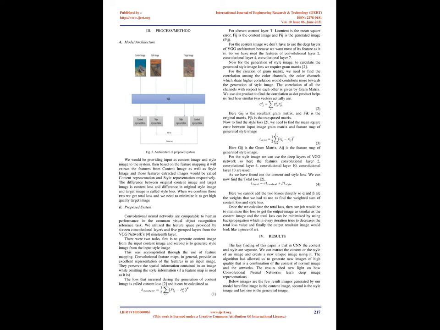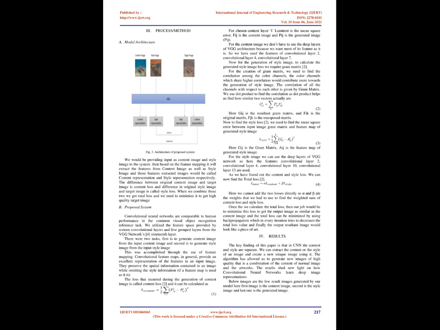The difference between the original content image and the target image is the content loss, and the difference between the original style image and the target image is called the style loss. When we combine these two we get the total loss, and we need to minimize it to get a high quality target image.